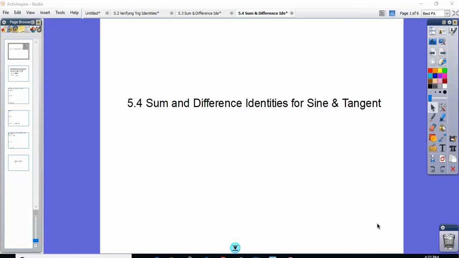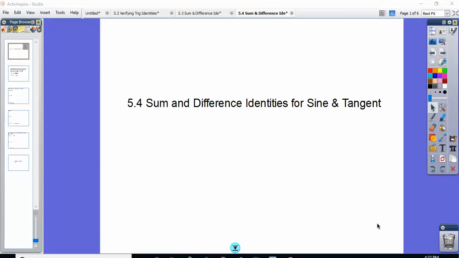Okay. Section 5.4 is a lot like what we were doing yesterday with 5.3. The only difference is yesterday I gave you the formulas for cosine. Today we're talking about sine and tangent. And these are the only formulas that I'm going to give you. If you look on your formula sheet, we only have sine, cosine, and tangent.